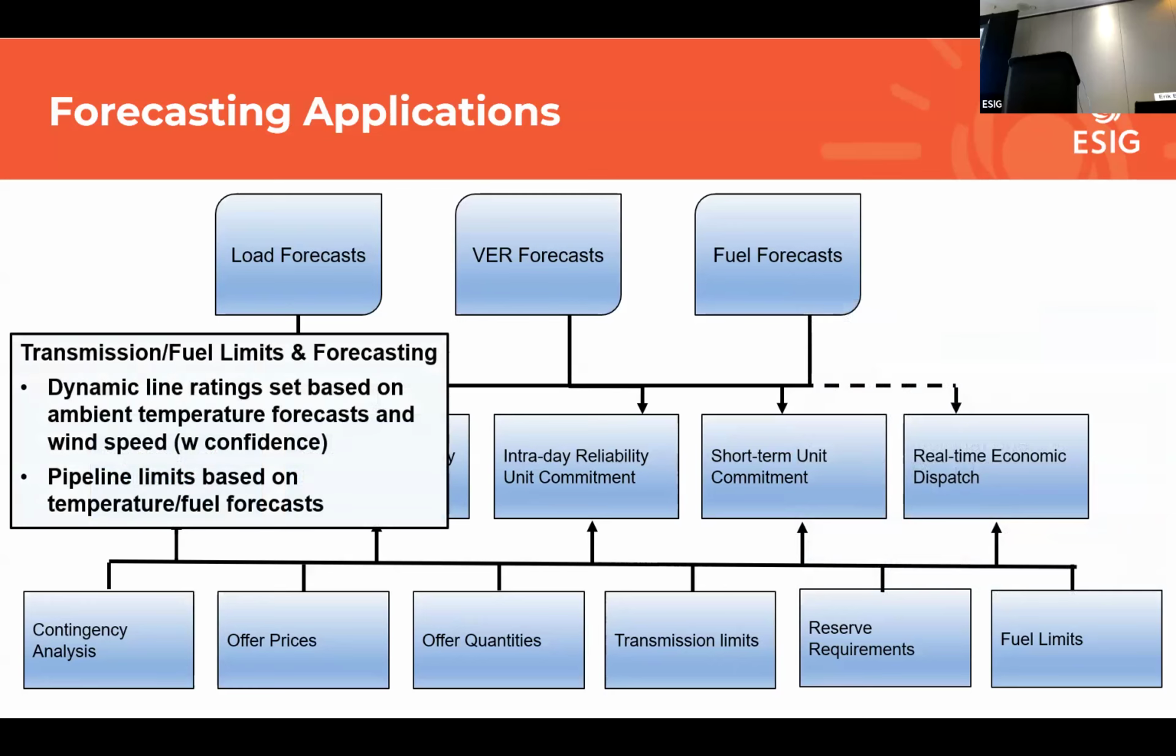Another one is around transmission limits, realizing that transmission limits are not static values. So actually forecasting what the limits are based on temperature and wind speed, and even incorporating that into fuel delivery, pipeline limits, and so forth.